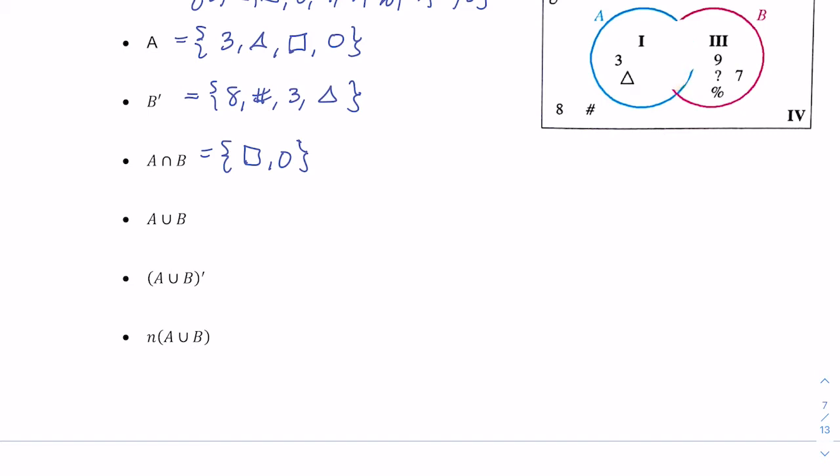Next, I want A or B. So that's one or the other. So A is here. B is here. So A or B would include all of the elements except the 8 and the hashtag. So that's going to include the 3, triangle, square, circle, 9, question mark, percent, and 7.